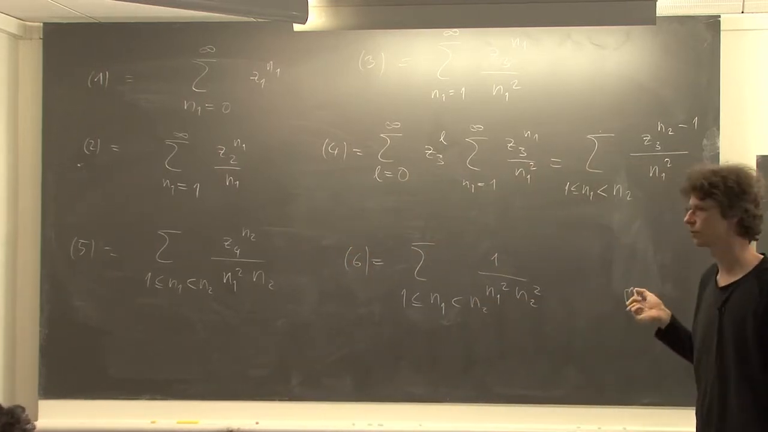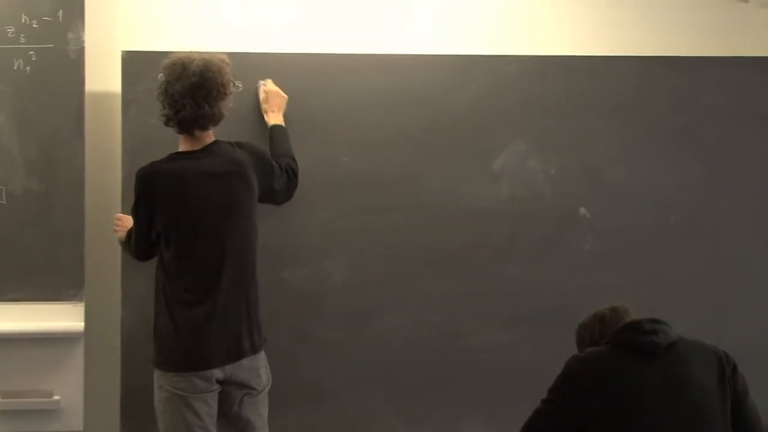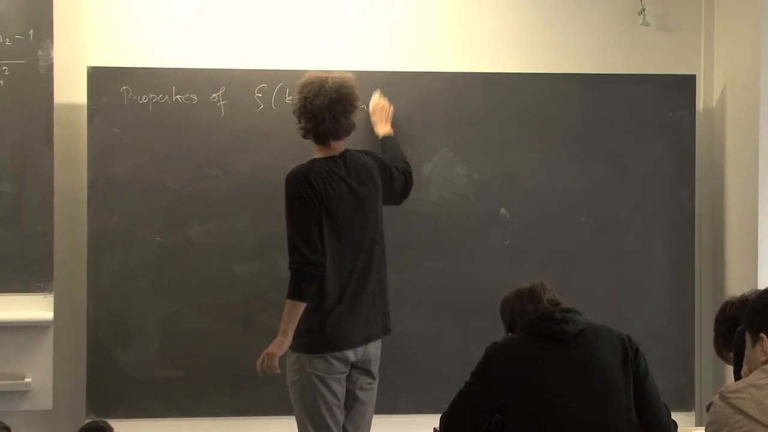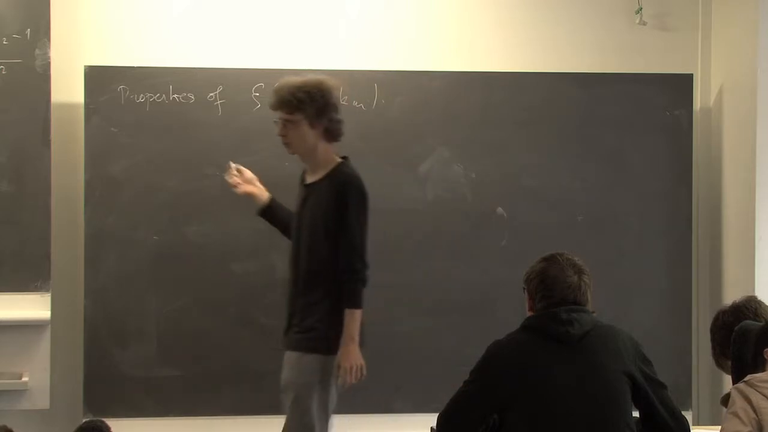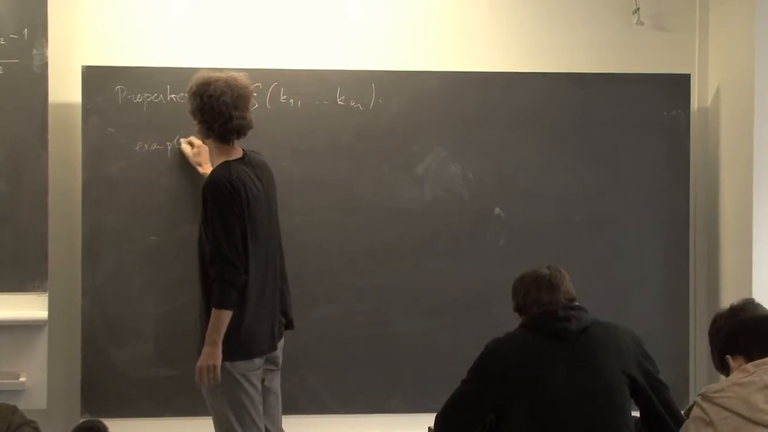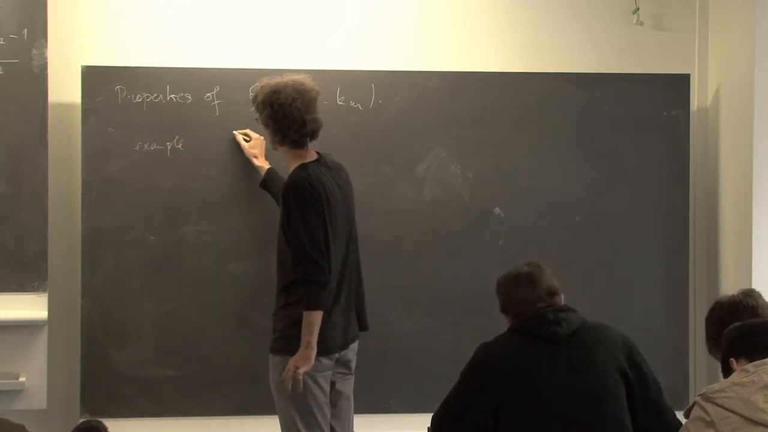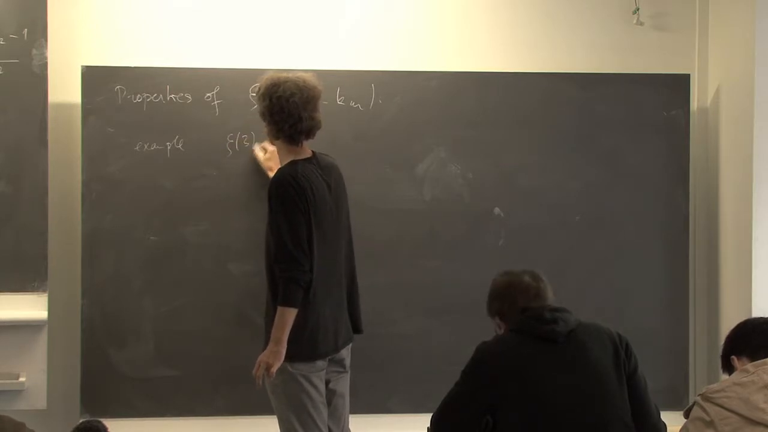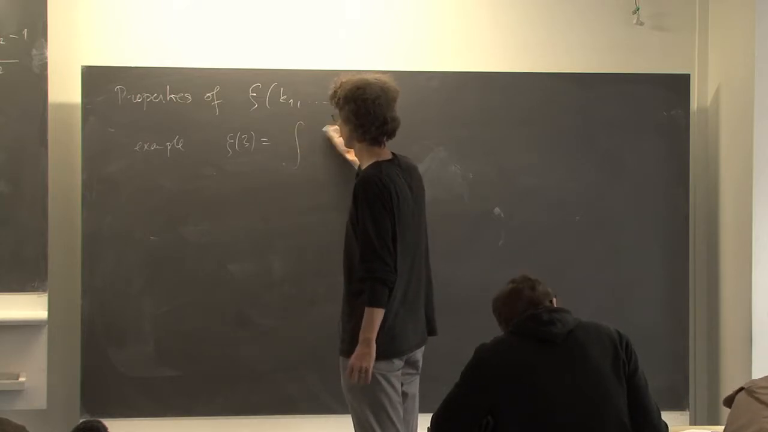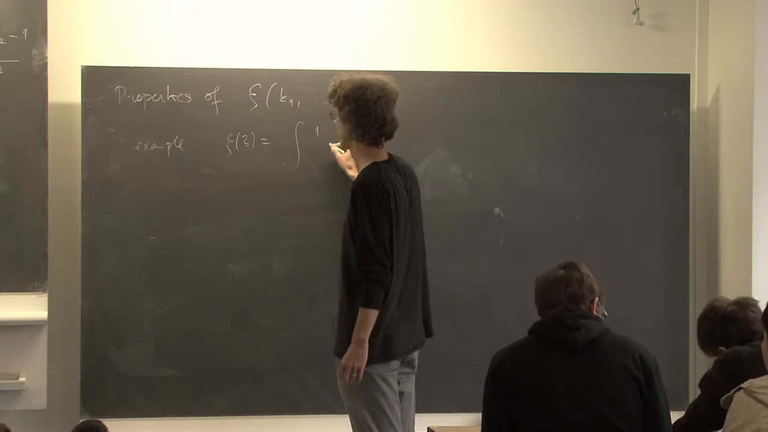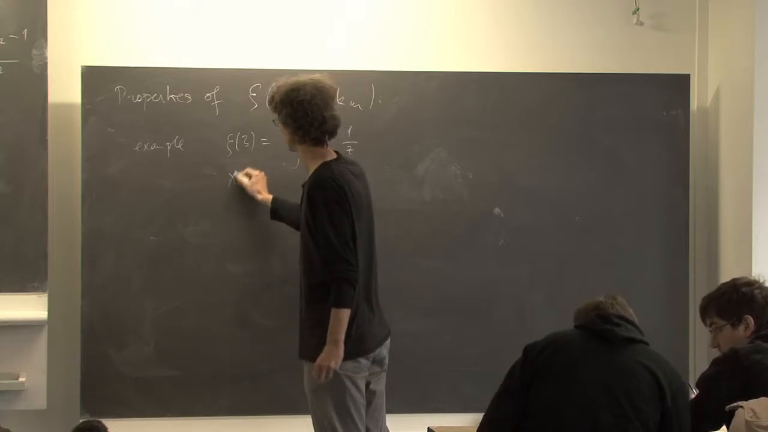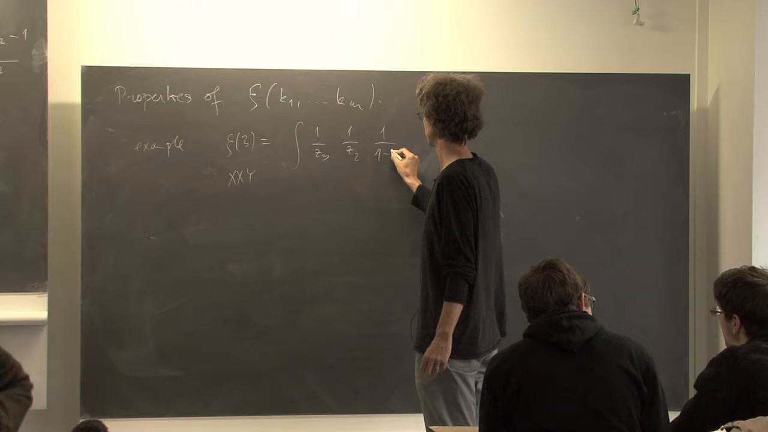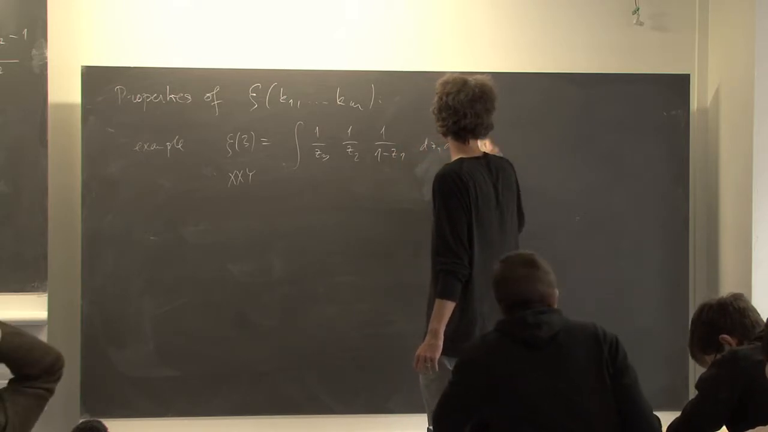Now, using this calculation, we can write some properties for these multi-zeta values, zeta k1 up to km. One thing is, again, I'll show it just as an example. When we have, say, zeta of 3, that's equal to the integral of 1 over z3, which is what corresponds to x, x, y, 1 over z2, 1 over 1 minus z1, dz1, dz2, dz3.